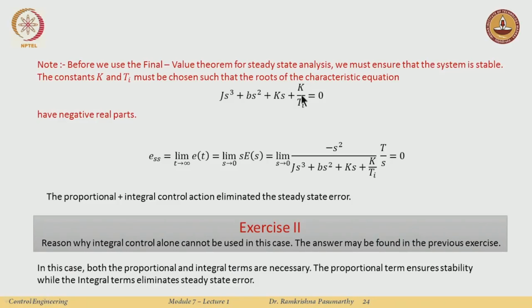Now, under this assumption that K and T_I are chosen such that the system is stable, the steady state error, using the formula for the final value theorem, is 0. So, the observation here is that proportional plus integral control action helped us in eliminating the steady state error. Now, this is a steady state error due to the disturbance. I will just make it a little more explicit here.